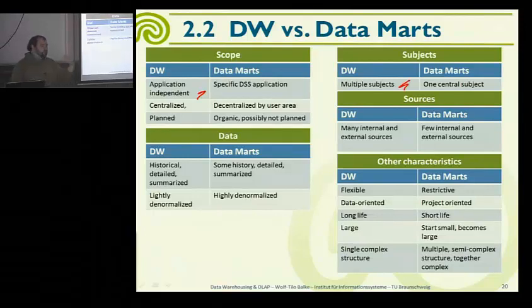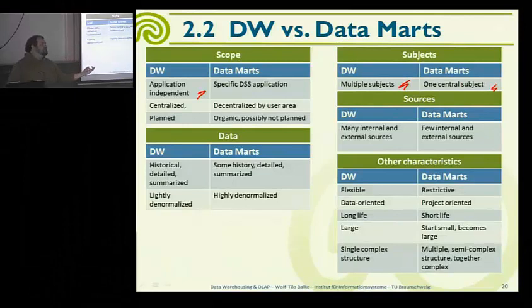Subjects, data warehouse caters for all the subjects that you have in your company, right? So you can build all the analytical processing that you want. Data marts, only one central subject, only human resources department, or only whatever, right? Sources, internal, external sources, everything for the data warehouse. Only selected ones for the data marts, whatever you need. Other characteristics. Data warehouses are flexible, data-oriented, long-life, large, and single complex structures. On the other hand, data marts are restrictive, project-oriented, short-life, start small, may become large after time if they're used constantly.